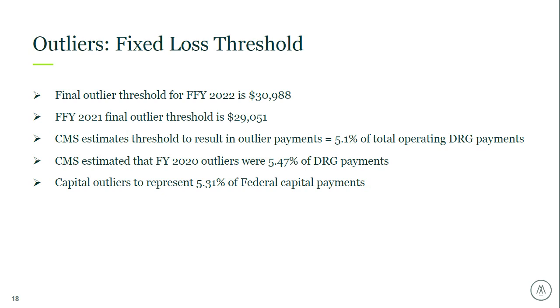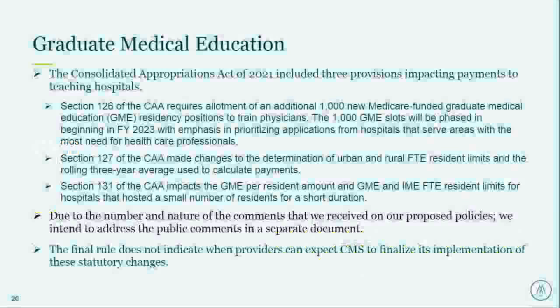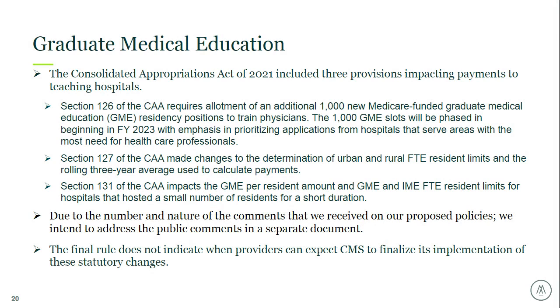From here, I'm going to move into graduate medical education. In the proposed rule, they talked about the Consolidated Appropriations Act of 2021, and it included three provisions impacting payments to teaching hospitals. There's Section 126 that requires the allotment of an additional 1,000 new Medicare-funded graduate medical education residency positions to train physicians. These 1,000 GME slots will be phased in beginning in fiscal year 2023, with an emphasis on prioritizing applications from hospitals that serve areas with the most need for healthcare professionals.